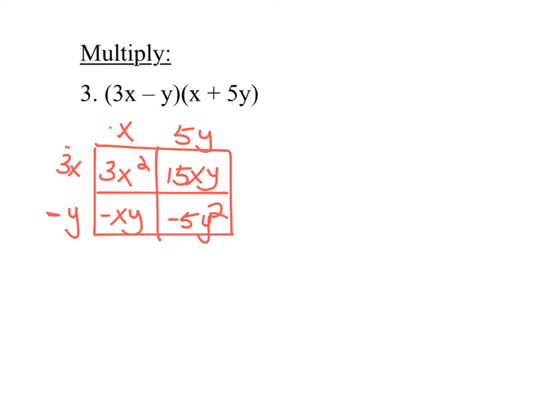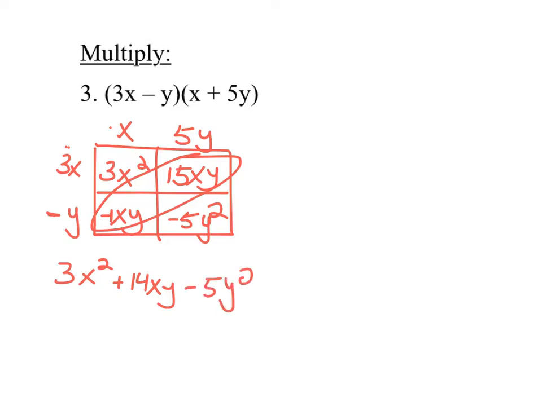And now you just want to combine like terms. These diagonals are like terms, so they will combine and add to a positive 14xy, because really this is a negative 1 on the outside, so 15 minus 1 gets you 14, minus 5y squared. And there's your answer for that one.